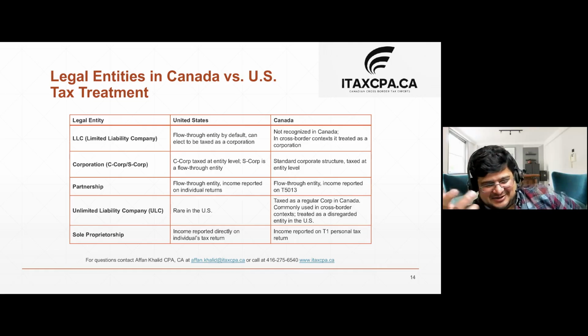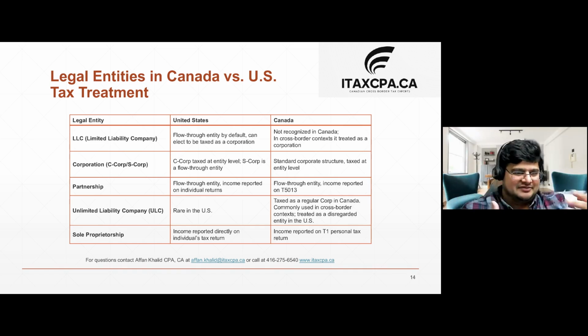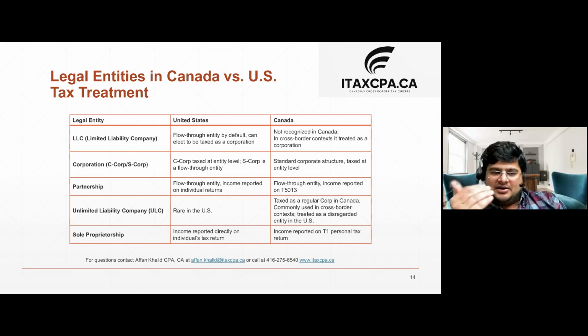It's interesting. But a C corp is like a regular corporation in Canada. So in Canada, if you incorporate a company, it is a regular corporation. We don't have this concept of flow through or filing an election to change its characteristic of how the income will be taxed. If you really want a flow through, then get a partnership. So in Canada, if you want flow through treatment, then partnership is the only option. And the terminology we use is T5013 for flow through partnership entities.